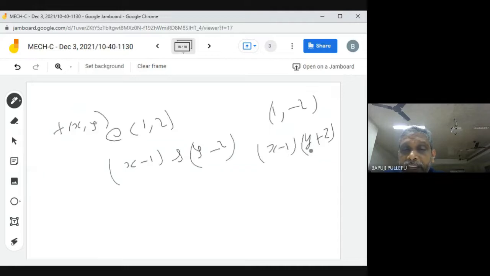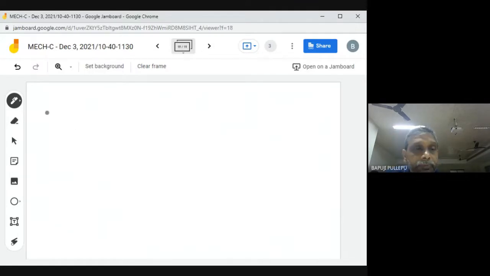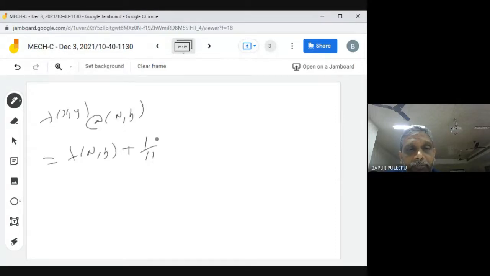That means you understand y plus 2 equals 0, so y is minus 2; this is the root, and x minus 1 equals 0, so x is 1. You will get the point. Suppose the point is (a, b); generally that formula is available. Tell me, f(x,y) at (a, b) means what I will get? f(a,b) plus 1 by 1 factorial, with x related to a and y related to b: (x minus a) into fx at (a,b) plus (y minus b) into fy at (a,b).